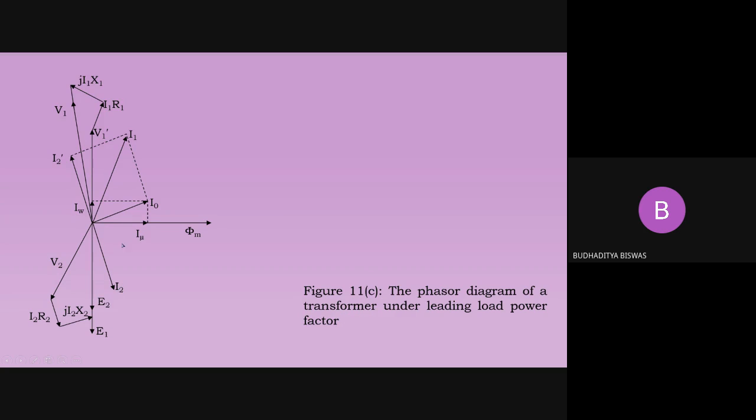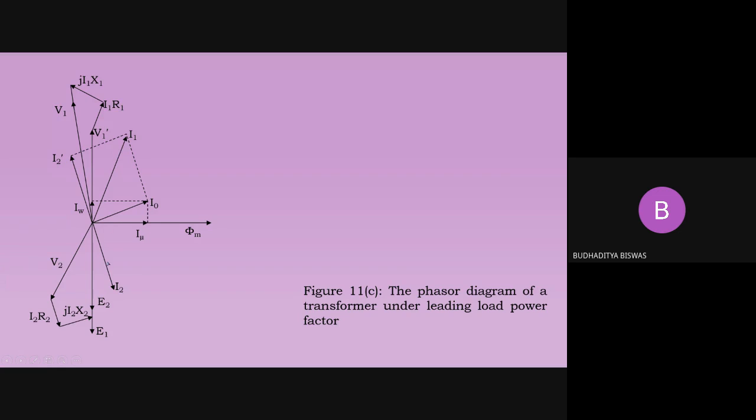Then the other thing is the same. In the same axis as I2, draw the I2 R2. Then you need to draw J I2 X2, which leads I2 by an angle of 90 degrees. Then you need to add the three voltages V2, I2 R2, and J I2 X2 to find the value of E2. E2 and E1 should fall in the same axis. In the 90 degree axis, phi M should be there. After that, we need to extend the value of E1 in the opposite direction to get the value of V1 dash. In the same axis as V1 dash, IW should fall. In the phi M axis, I mu should fall. The sum of IW and I mu is I0.